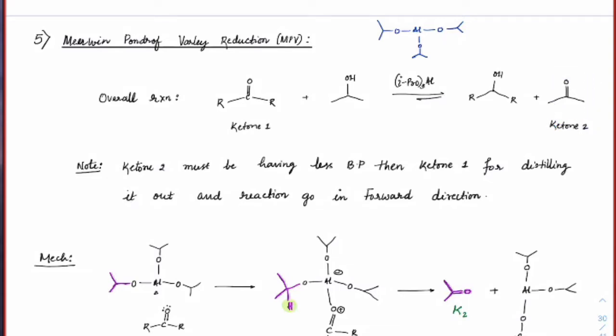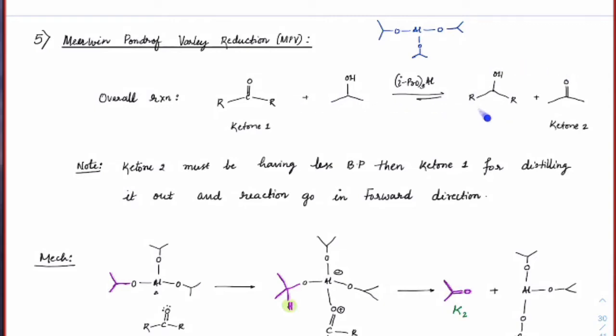To make this reaction go more in the forward direction, we need to make sure that this ketone 2 will have a lower boiling point than this, so that we can maintain this a little close to the boiling point, so that this ketone can escape easily, and once you distillate, the reaction can move in the forward direction.